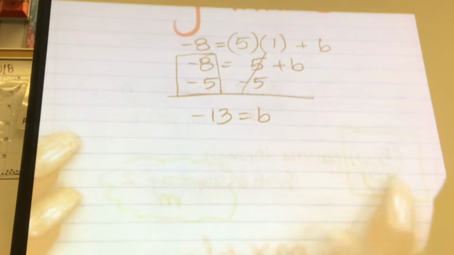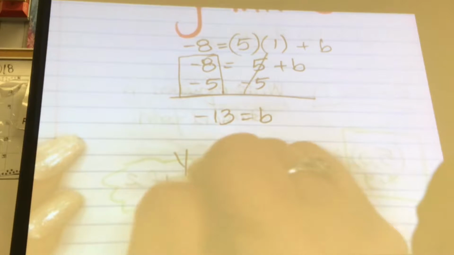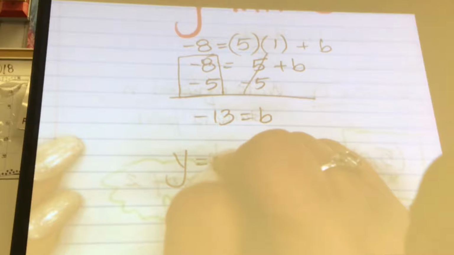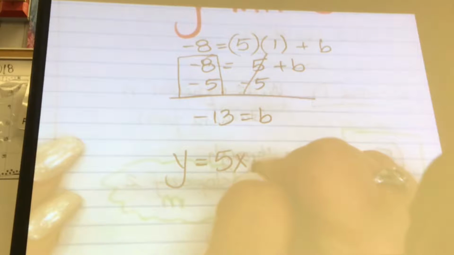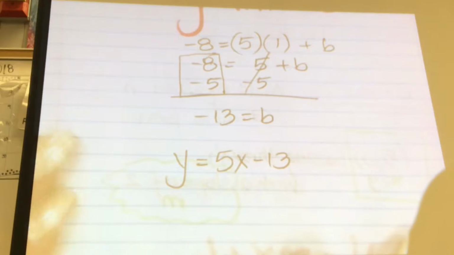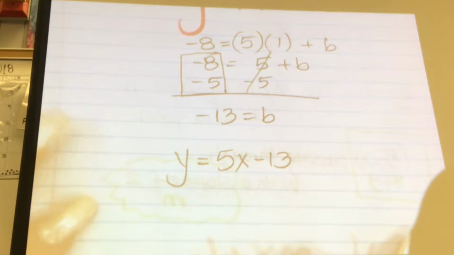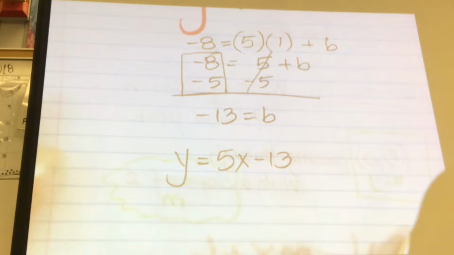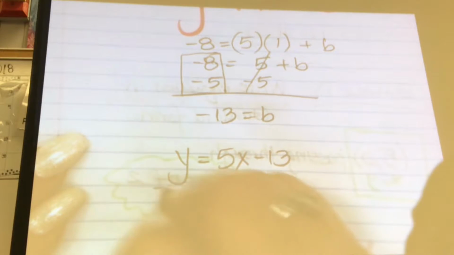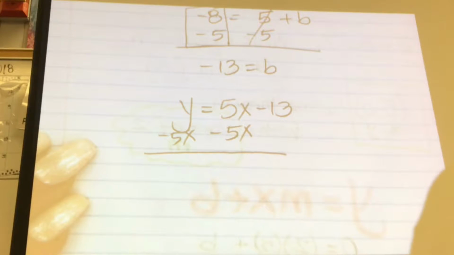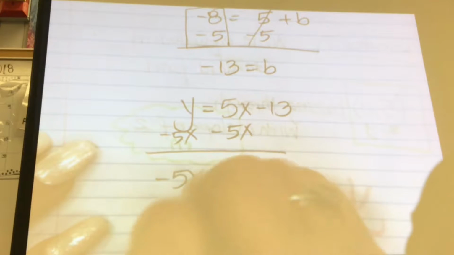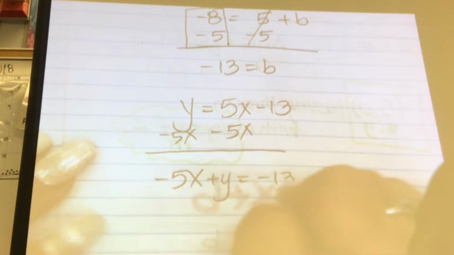What's my formula now? I have my m, I have my b, so I write y equals? Y is equal to 5x plus negative 13. How do you put this in standard form? Yep, subtract 5x. Final answer?